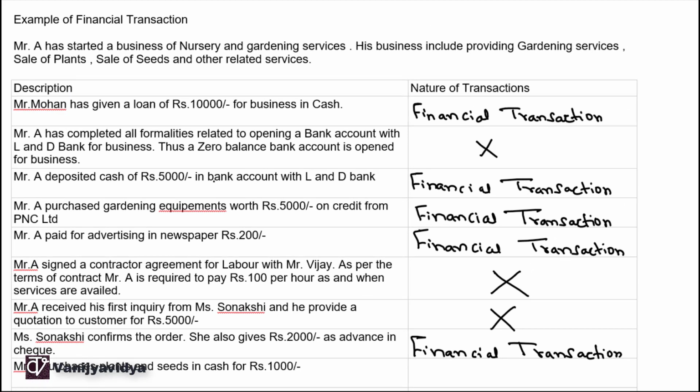Then next, Mr. A purchases plants and seeds in cash for rupees 1000. So Mr. A purchases plants and seeds in cash. So there is an obligation to receive the goods and there is an obligation for Mr. A to pay in cash. So this is also a financial transaction. Now the next.